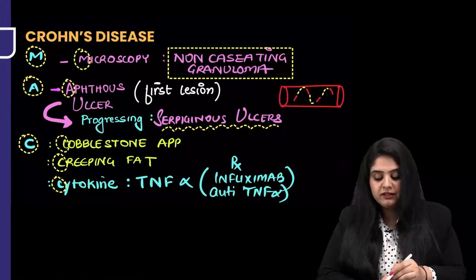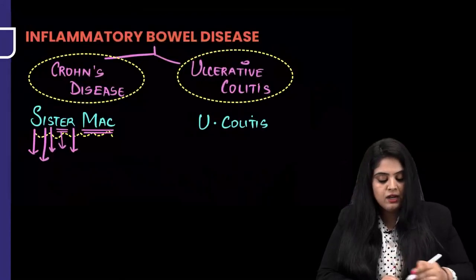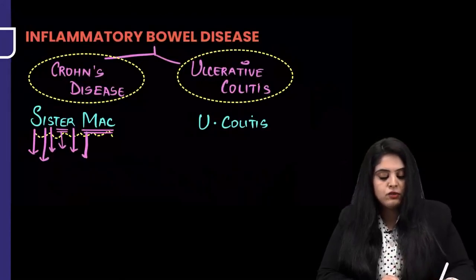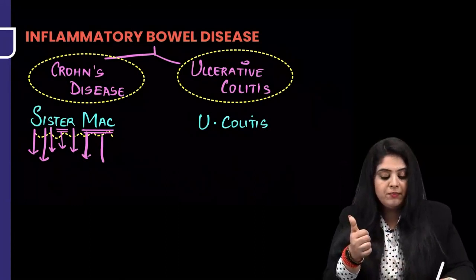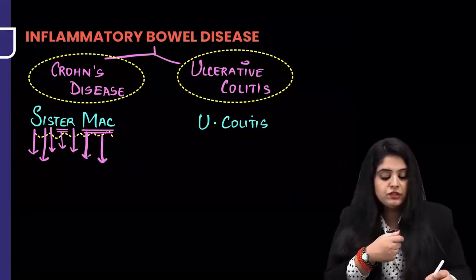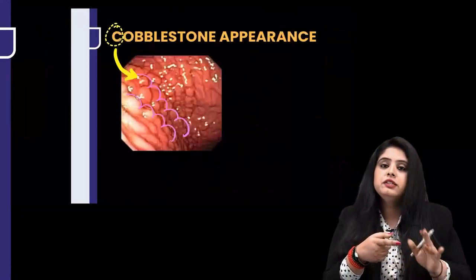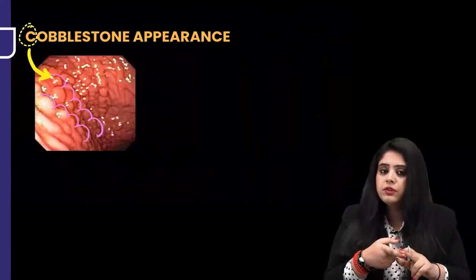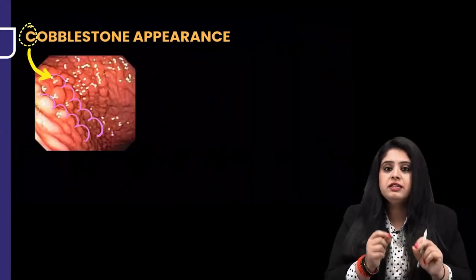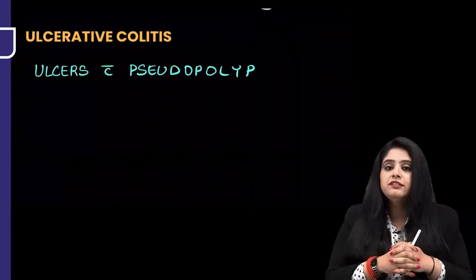So repeating once again, we did the review of Crohn's. Now we're going to do the review of MAC. What is MAC? M for what? Microscopy, non-caseating granuloma. A for the first lesion, aphthous ulcers, they progress to serpiginous ulcers. C for three things. Outside, if you see the intestine, you will see creeping fat. Inside, if you see the intestine, you will see the cobblestone appearance. And cytokine, if you ask me, TNF alpha. We are done with Crohn's disease. We move on to ulcerative colitis.